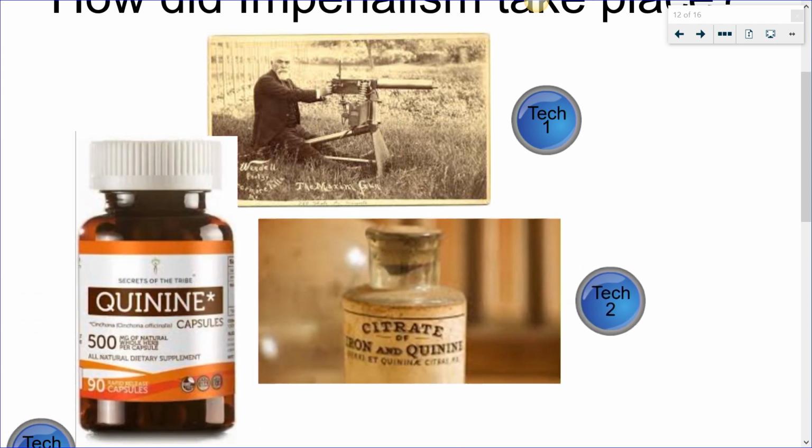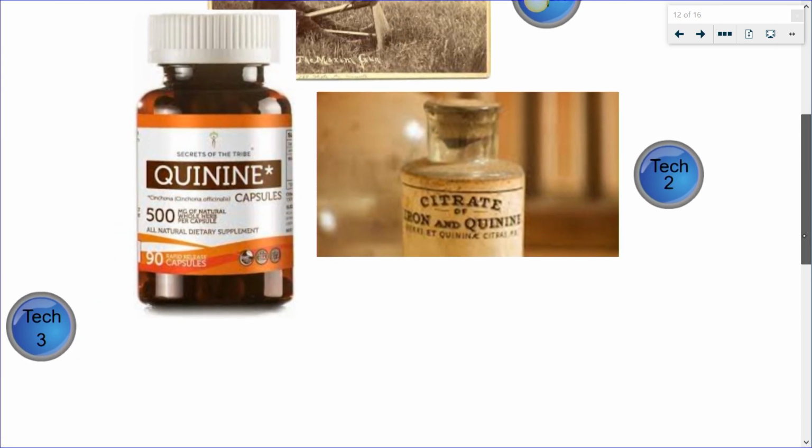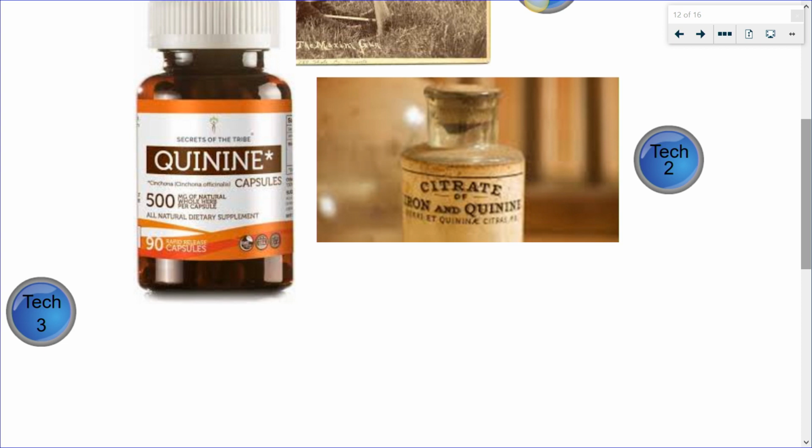Technology too, this was a big one, an invention of a drug called quinine. One of the reasons that the African continent could not be colonized prior to this is because of the malaria disease that killed off a lot of Europeans who would try to come into the continent of Africa. Well, this quinine drug was a treatment for malaria which allowed Europeans to push into the continent.